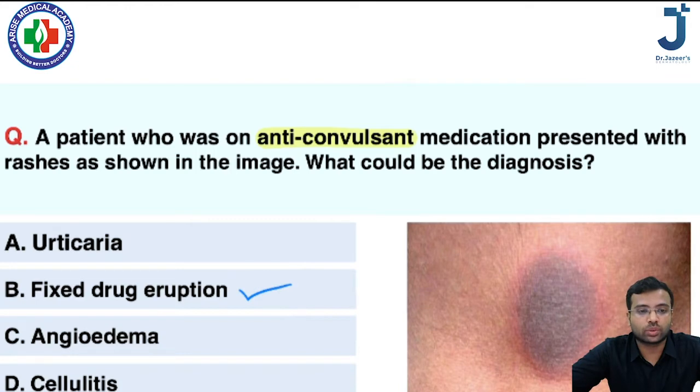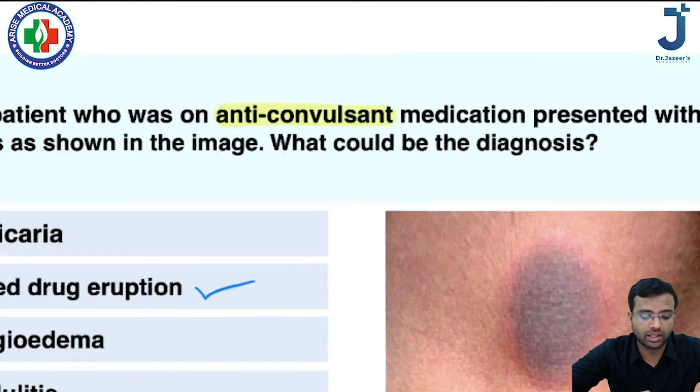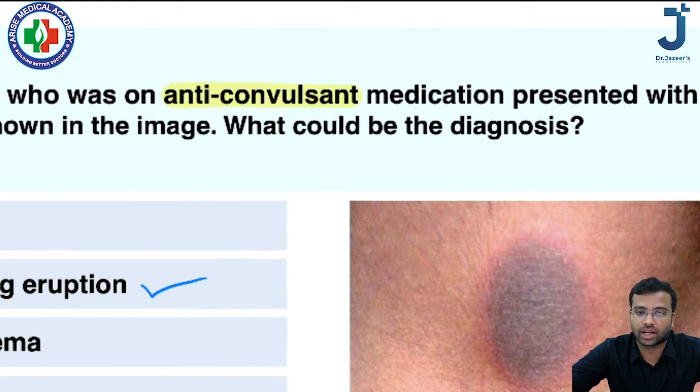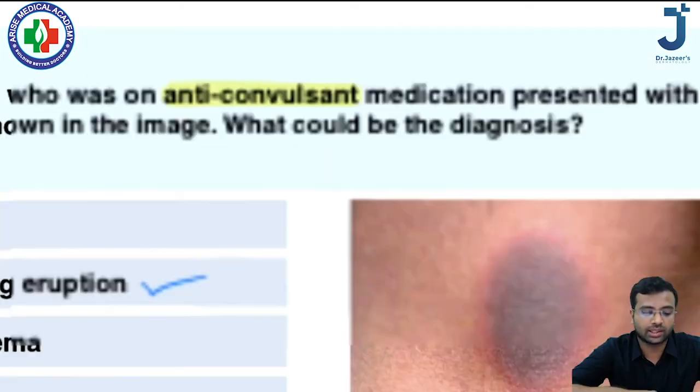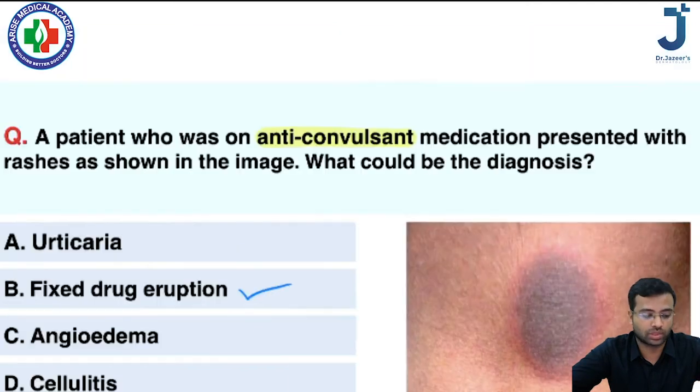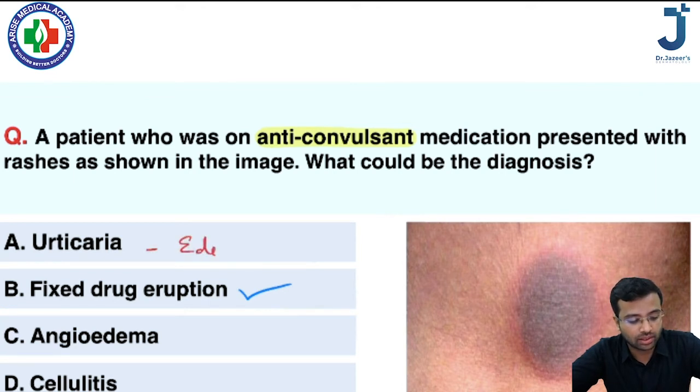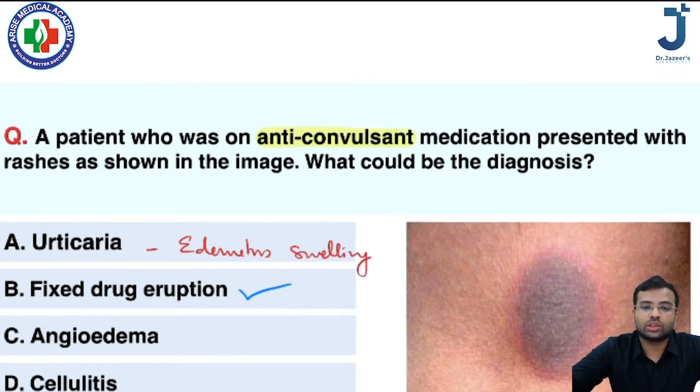According to this question, the patient had taken an anticonvulsant, and in the image you can see some hyperpigmented rash as well. So it is more likely going to be a fixed drug eruption. The other option given was urticaria. It is definitely not urticaria, because what do you find in urticaria? You will be finding a swelling, isn't it? An edematous swelling beneath the skin. This is not an edematous swelling beneath the skin that you can see.